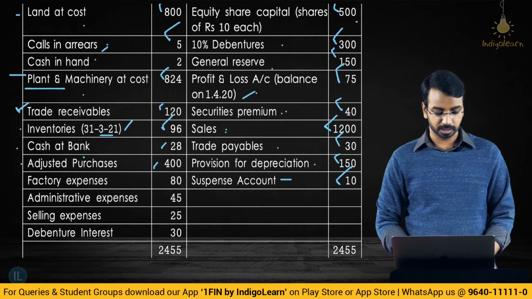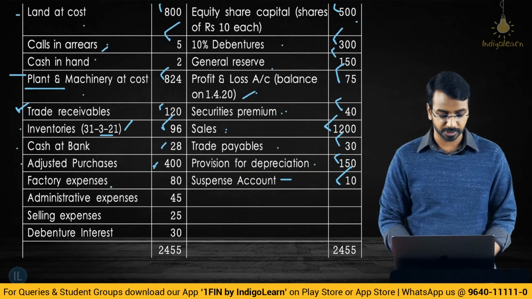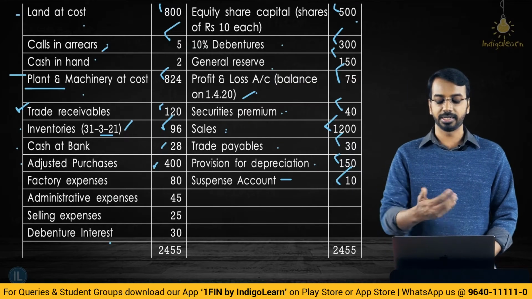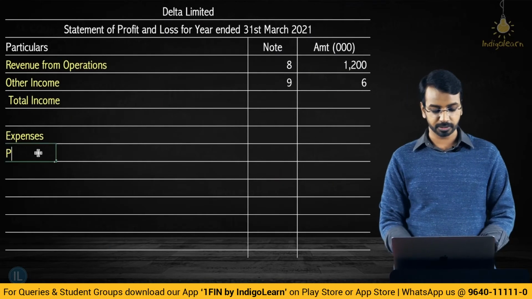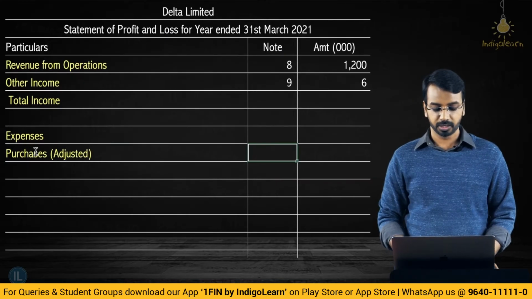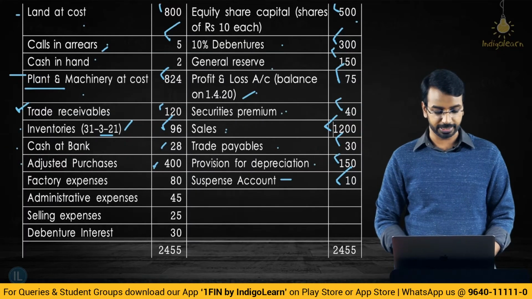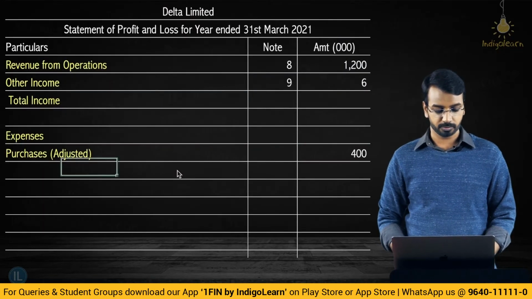Now coming to expenses, what are the expenses? Inventories we have shown in the balance sheet is done. Cash at bank is also done. Expenses we have adjusted purchases, factory expenses, admin expenses, selling expenses and debenture interest. Now these are the expenses. We'll list down one by one. Expenses, your purchases which are adjusted. We can say cost of material purchased. No detail is needed because it's given in the question directly. 400. This is the purchases.